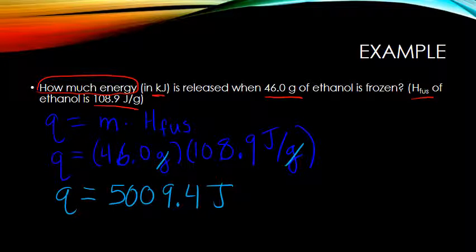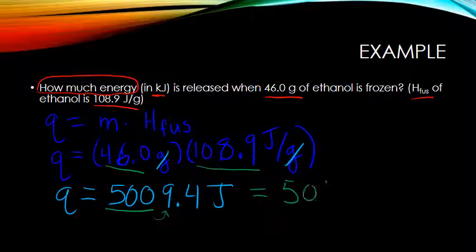And we're going to take a look at our significant figures. We've got 3 in our mass and 4 in our heat of fusion. So we want to round to 3 digits. So we have 500. We check the next digit. So the 9 will round the 0 up. So we get 501.